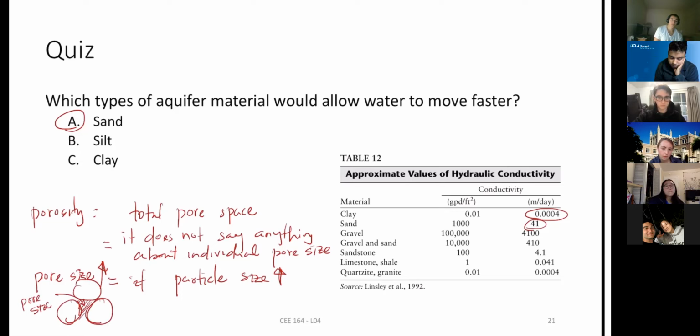So porosity is really not a good indication. Unless you know the particle size, you can't really determine the velocity. Okay.